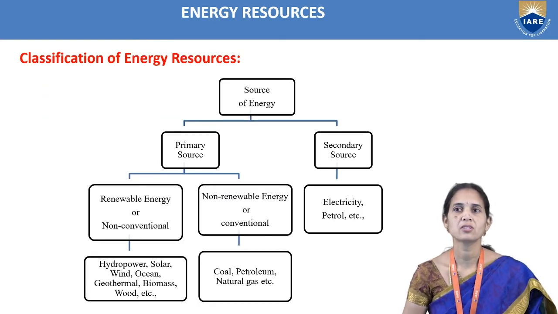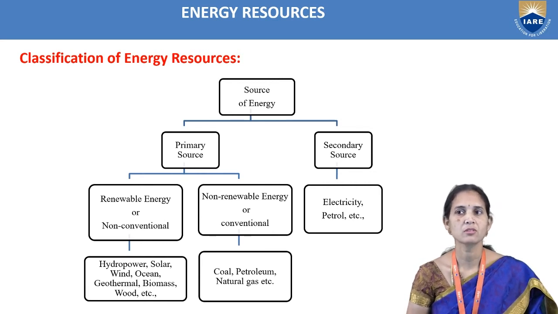So classification of energy resources, the sources of energy: there are two types, primary source and secondary source. Primary source is renewable energy and non-renewable energy. Renewable energy is also called non-conventional energy. Non-renewable energy is also called conventional energy. In renewable energy, we can take examples like hydropower energy, solar energy, wind energy, geothermal energy and biomass energy. In non-renewable energy resources, we can take examples like coal, petroleum, natural gas.